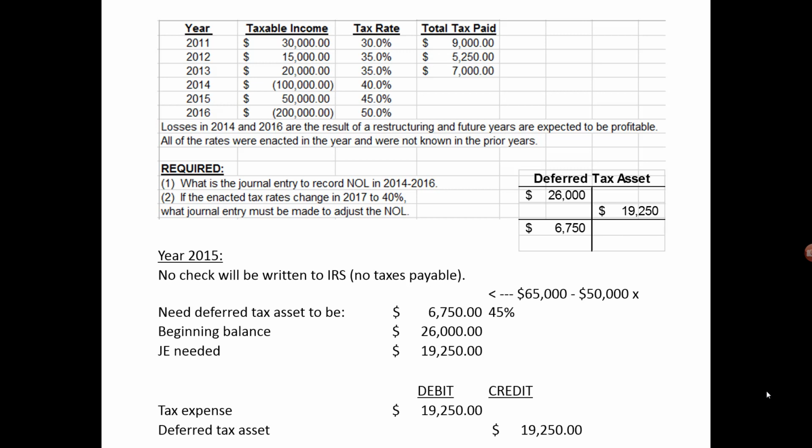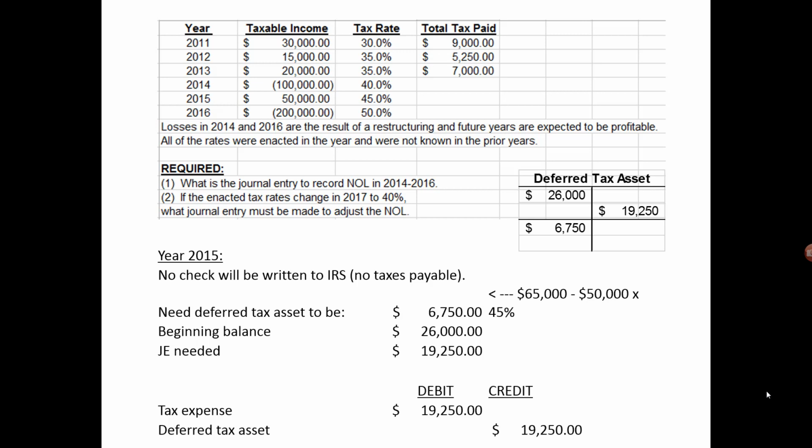Okay, so now let's talk about 2015. You made money. You have $50,000 in taxable income. We're not sure how much GAAP profit you made. So that can soak up some of your net operating loss carry forward. You had $65,000 net operating loss carry forward. You used $50,000 of that, so that leaves $15,000 at the 45%.